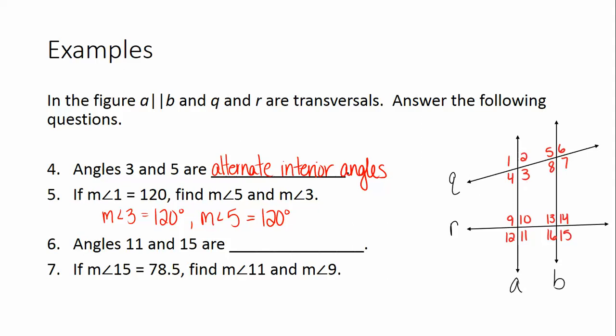Next we're going to compare number 6, angles 11 and 15. So if you look at the picture, angle 11 and angle 15. If we look at the parallel lines with the transversal, 11 and 15 are in the same position. They're both in the lower right-hand corner, so those are corresponding angles.